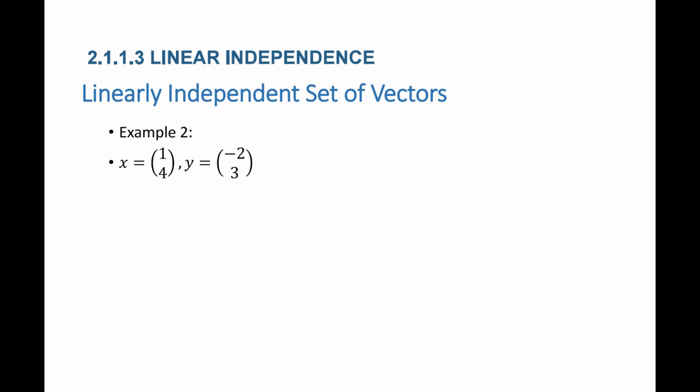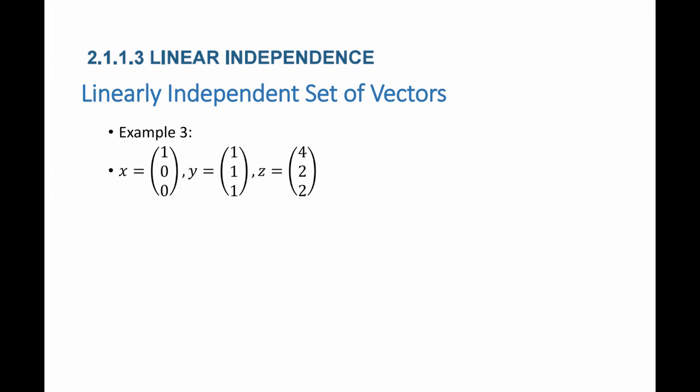Another example, if I consider x to be (1, 4) and y to be (-2, 3), and if I try to write the linear combination alpha 1 x plus alpha 2 y equal to 0, this is true if and only if alpha 1 is equal to alpha 2 is equal to 0. So the only linear combination that would give me the 0 vector is the trivial combination. If you look at x and y visually, you're going to find they're not on the same line. X will be something like this, and y will be (-2, 3), so it will be something like this. So they're not on the same line.